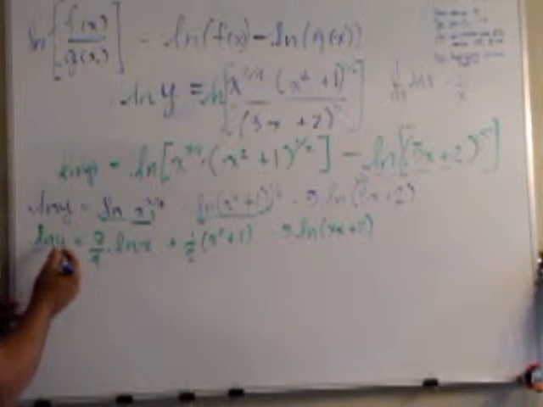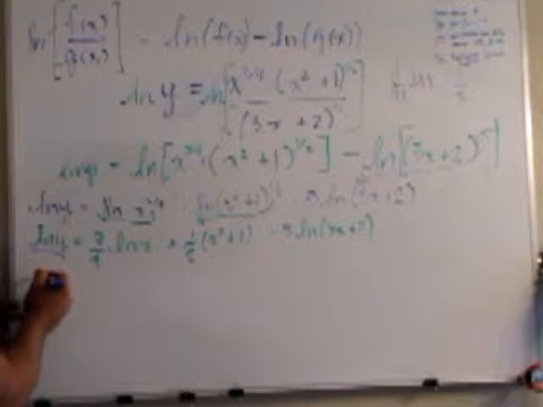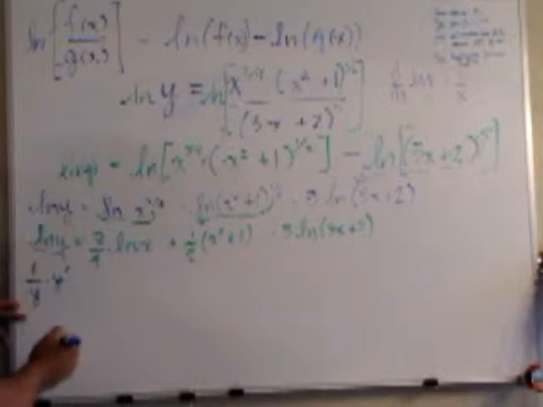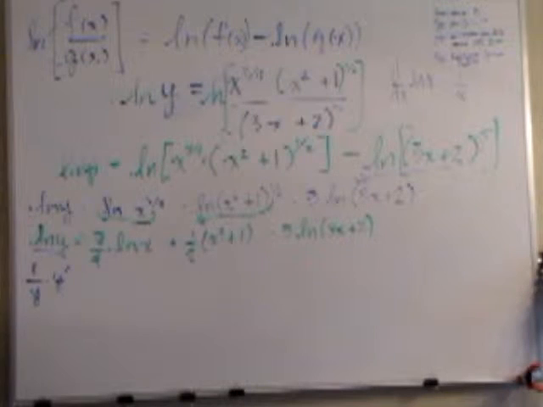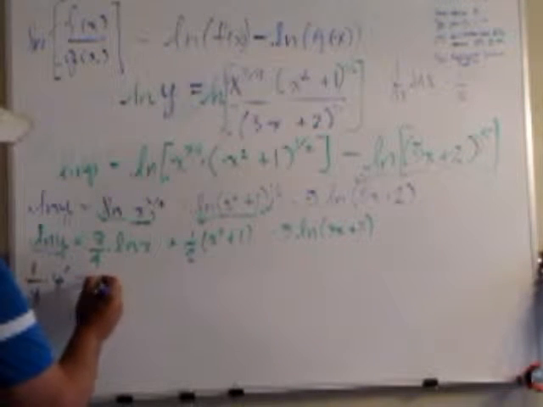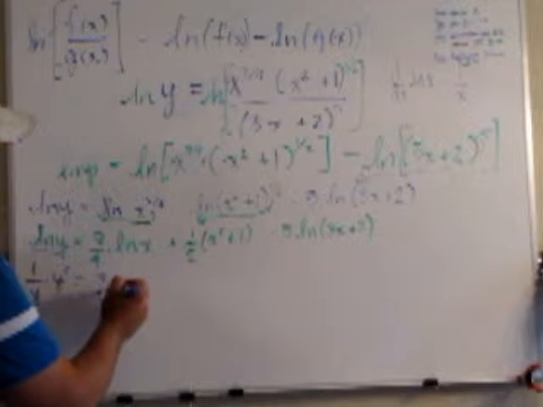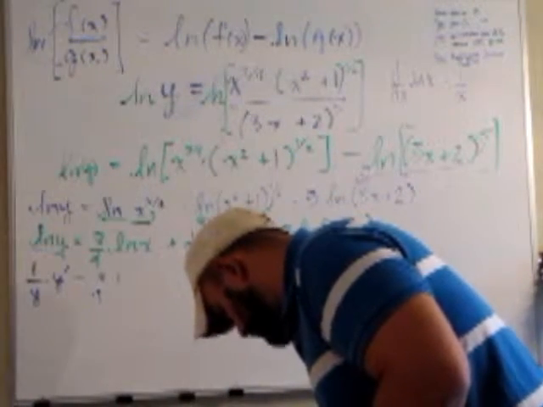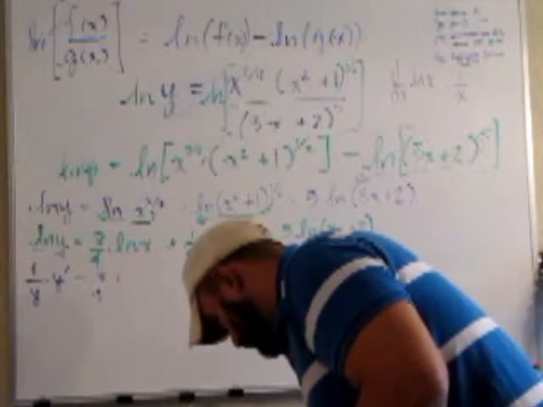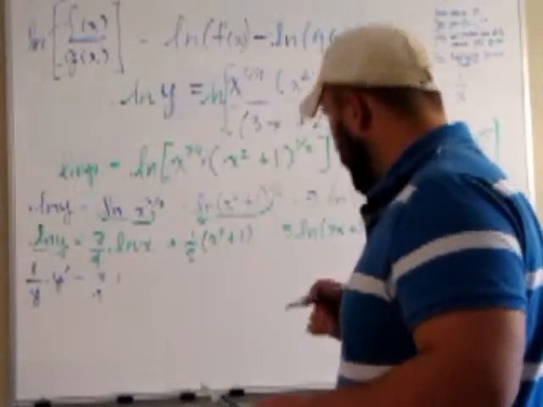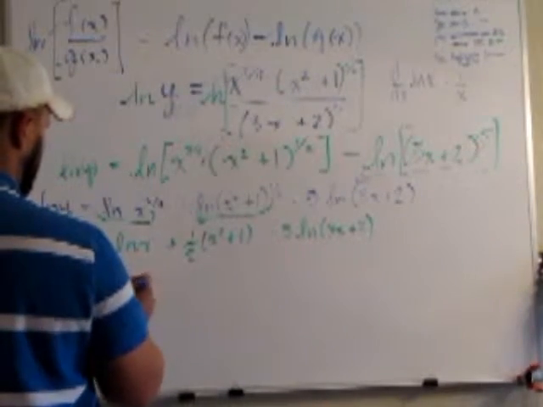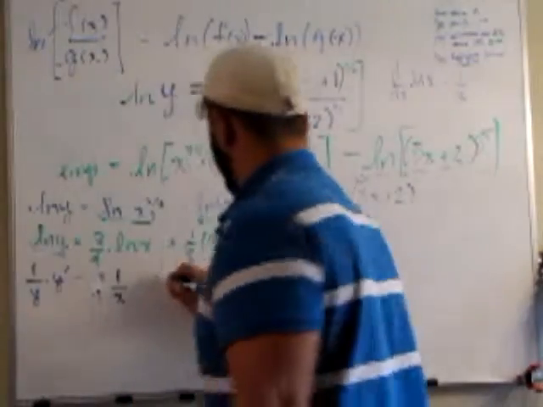So the derivative of ln of y is 1 over y times y prime. And this becomes 3/4 times 1 over x. No, wait, the 3/4 stays, because it's a constant multiple times 1 over x, plus.